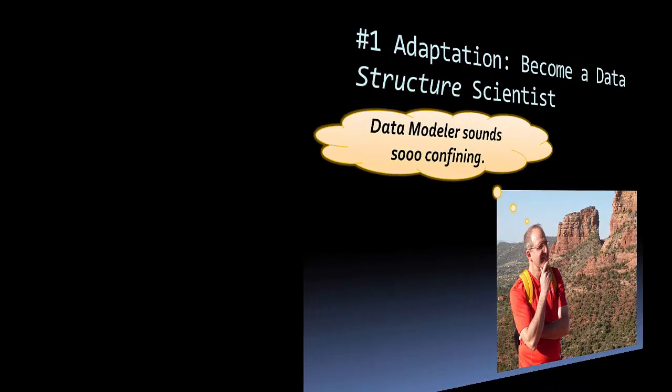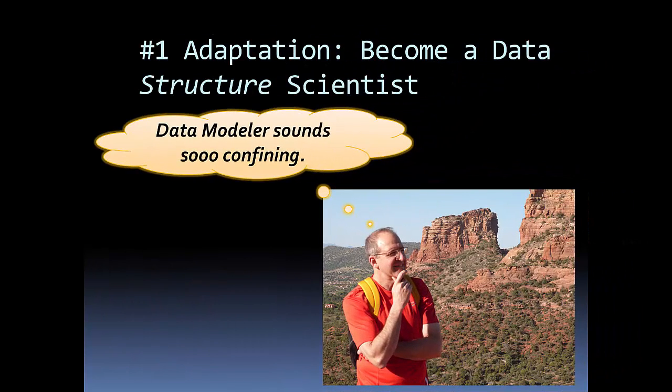The first adaptation we're going to talk about is for us to become data structure scientists. And what do I mean by that? Well, think about our term, data modeler. And how do we become data modelers? Did we graduate from college with a degree in data modeling? I mean, there's degrees in accounting, so people become accountants. There's degrees in law, so people become lawyers. Did we get a degree in data modeling? Well, no. Well, what about our moms and dads? Were our moms and dads data modelers, and maybe we inherited data modeling from them?